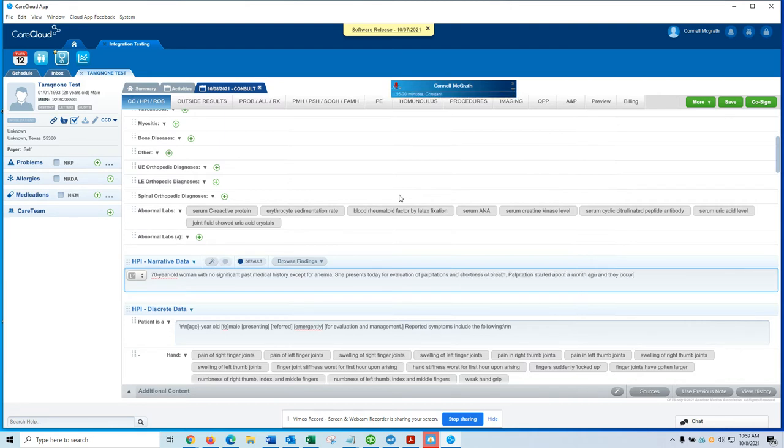Constant fluttering in her chest on the left side. When these occur, she occasionally has shortness of breath. No chest pain or dizziness. She does report that in the past she had two syncopal episodes while in the shower.